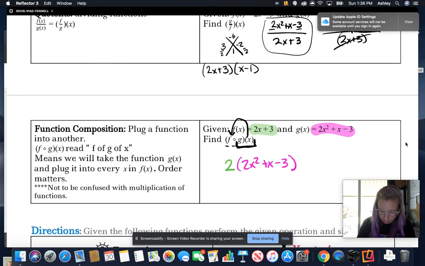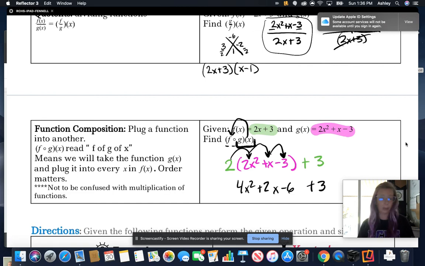Okay, and then left from my f of x function, I still have plus 3. Okay, so now we just have to multiply and simplify by combining like terms. So we're going to distribute our 2 to every term inside, and we're going to get 4x squared plus 2x minus 6, and then we have this plus 3 we also need to deal with. So we're going to combine those like terms, and we'll get 4x squared plus 2x minus 3.